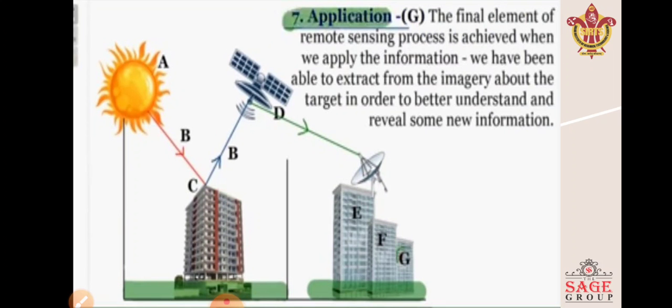Next step, application, that is G. The final element of the remote sensing process is achieved when we apply the information we have been able to extract from the imagery about the target in order to better understand it and reveal some new information. Now, this G portion is applied to the analyzed data, and gives us the properties of the object or information about the object.